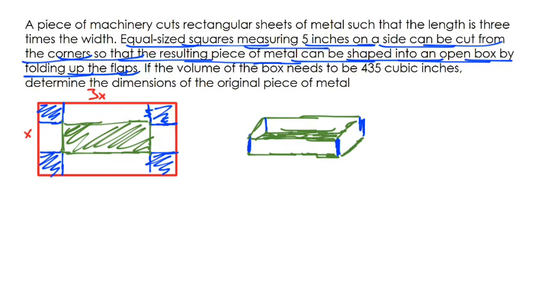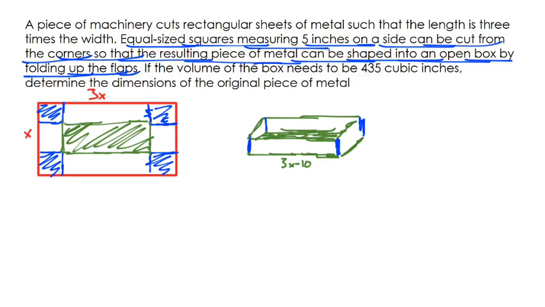Now, what we have to think about is that while the original sheet of metal had dimensions of 3x by x, this length right here on the box is not the same 3x, because 3x went all the way from this point to this point, but we cut off 5 inches there, and we cut off 5 inches there. So this distance on the base of our box is not going to be 3x, but 3x minus 10. I got the minus 10 because it's 3x minus 5 for this part and minus 5 for this part.